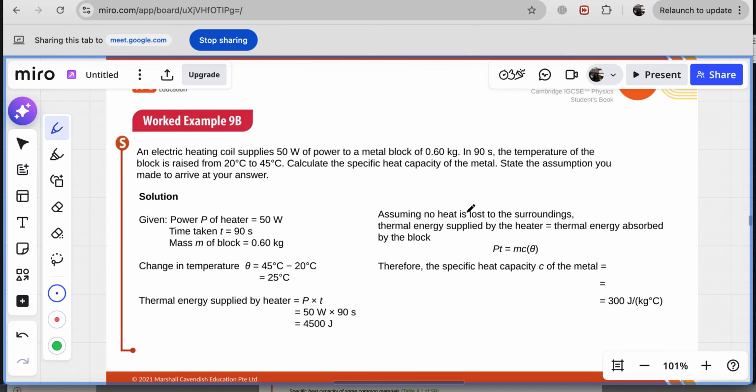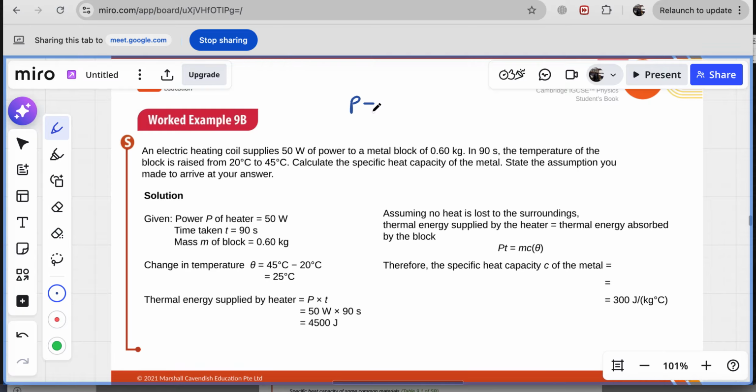Now let's take a look at the calculation question quickly. An electric heating coil supplies 50 watt. This is the power, watt. We need the energy. Power is 50 watt, and that's not the energy we're looking for. Watt is the unit of power. So remember, power is energy over time.